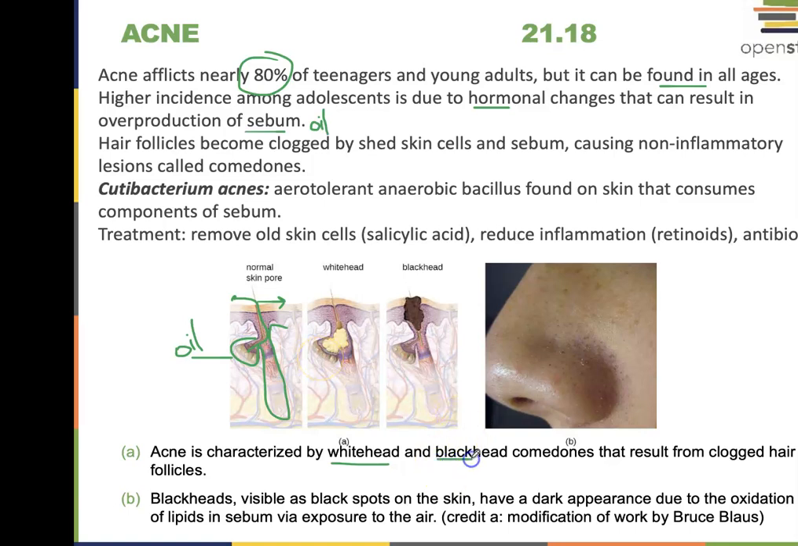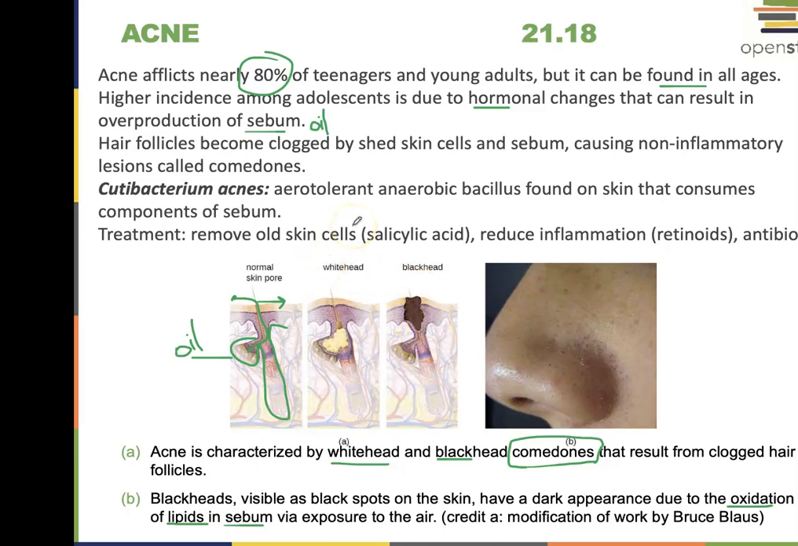And then blackheads. So comedone, you probably have not heard this word before. Comedones is basically acne, what we call pimples, and they can result from these clogged hair follicles. And again, the black spots, blackheads, are because of the oxidation process of the lipids in the sebum with exposure to the air, right? Oxidation means that oxygen comes in and it just turns it black.